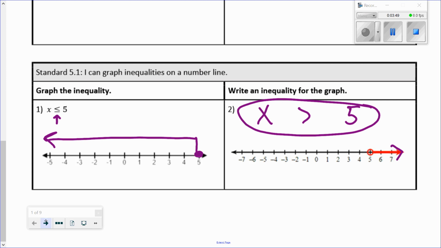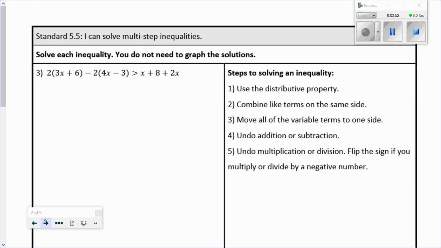Alright. Next page. 5.5, multi-step inequalities. Here are our steps. We're going to use the distributive property again. Combine like terms on the same side. Move all the variable terms to one side. Undo addition and subtraction. And 5, undo multiplication and division. Remember, the only difference here is if we multiply or divide by a negative number, we have to flip our sign. And then we may flip our sign and move our x's back to the other side too, depending on how it works.